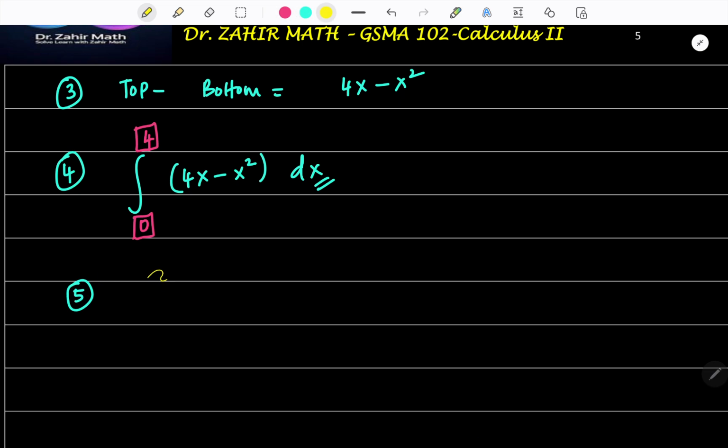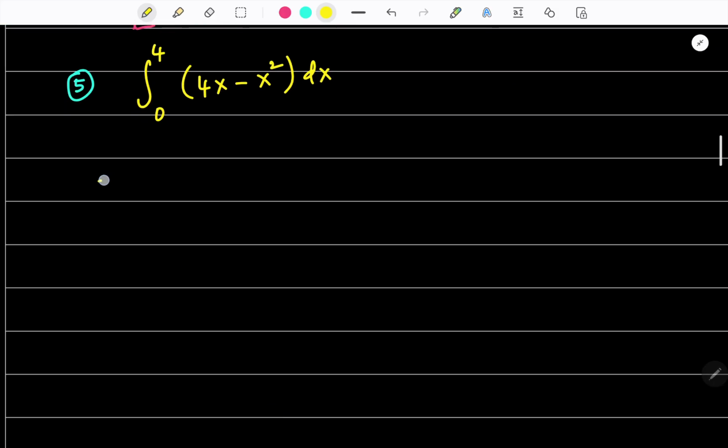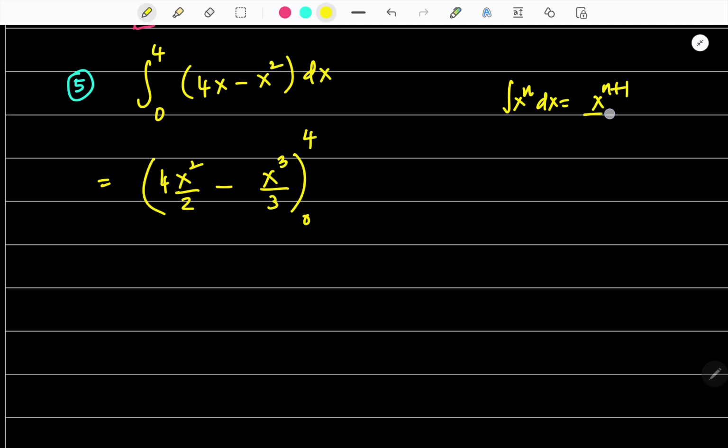Now step number 5. You are going to integrate. Integral 0 to 4, 4x minus x square times dx. So this equals 4x square by 2 minus x cube divided by 3, 0 to 4. Right. How did I do this one? Because you know the formula, integral x power n dx is x power n plus 1 divided by n plus 1 plus integrating constant c. Okay, right. So this equals, you put the upper limit and then lower limit, then put it in the calculator.